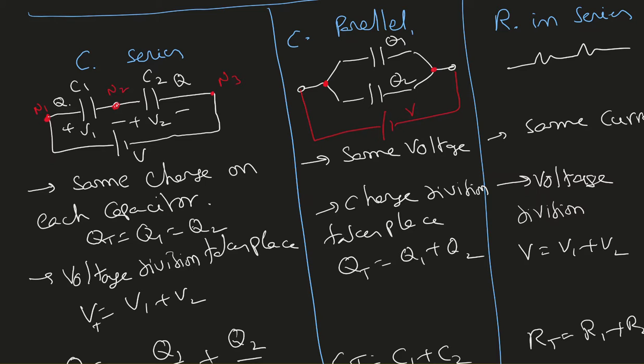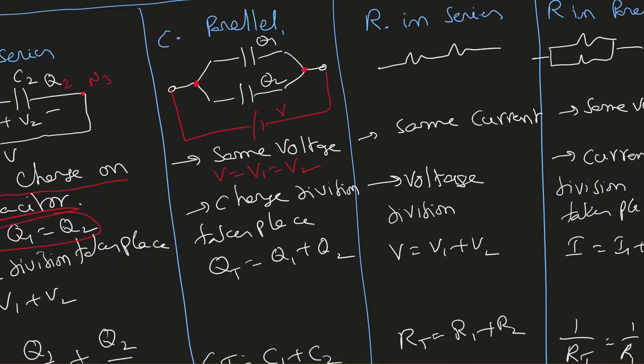Now, when capacitors are in series, the same charge appears on each capacitor. So if the charges are Q1 and Q2, they are also the same as Q. So Q total is the same as Q1, equal to Q2. So charge is the same. Whereas in parallel capacitors, voltage is the same. So if I give the supply voltage as V volts, V is the same as V1, same as V2.